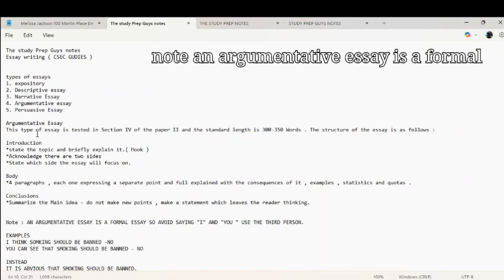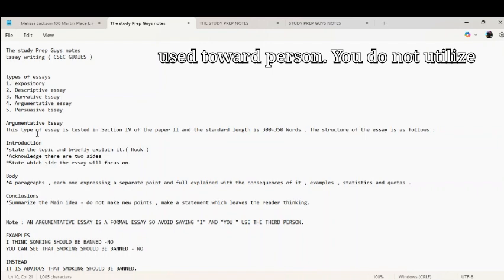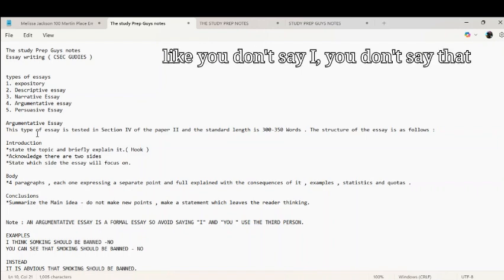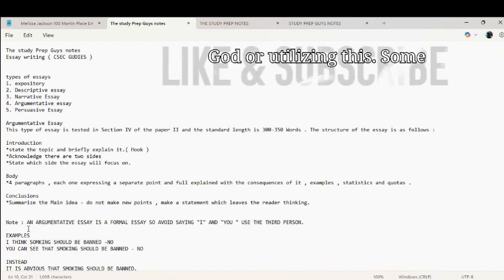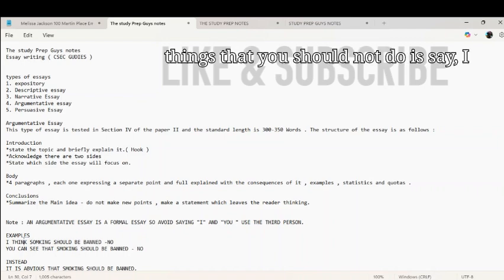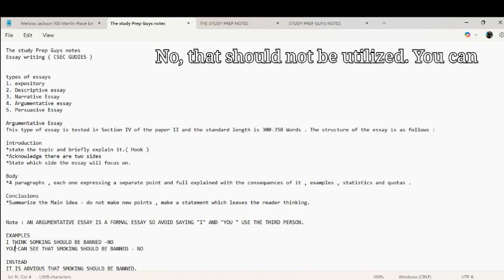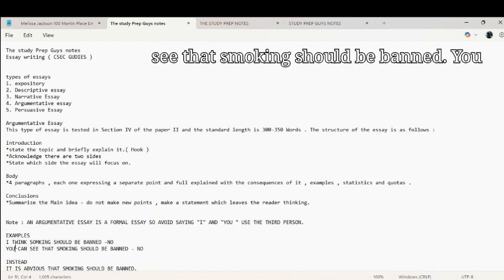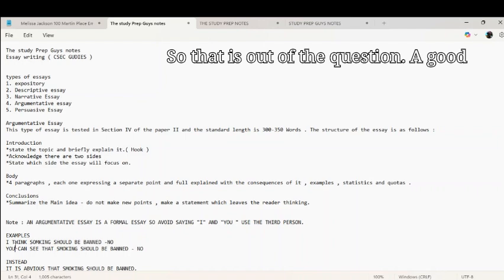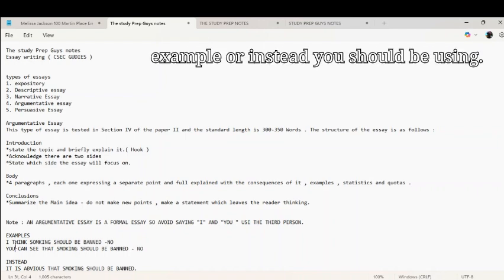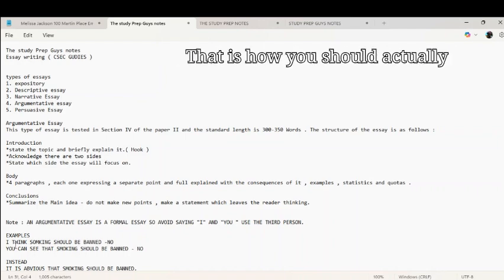So note, an argumentative essay is a formal essay, so avoid saying I and you. You use third person. An example of what you should not do is say, "I think smoking should be banned." No, that should not be utilized. You also don't want "you" in your argumentative essay. So that is out of the question. A good example, or what you should be using instead, is "It is obvious that smoking should be banned." You see how the difference is? That is how you should actually utilize it.